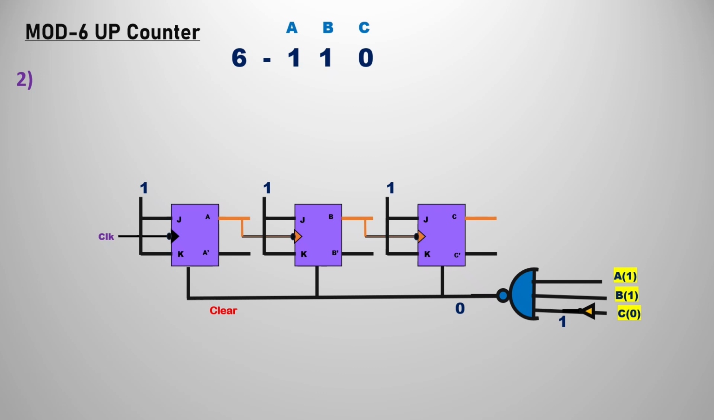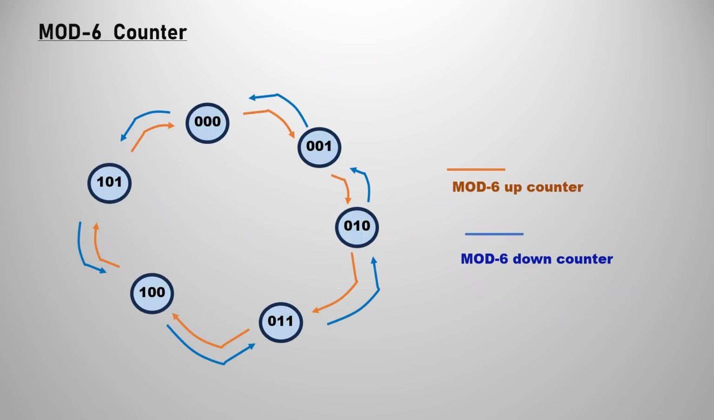So that becomes the mod 6 counter. This is the state diagram for the mod 6 counter. The orange highlighted one is the up counter and the blue highlighted one is the down counter. As we have a total of 6 states, we start from 0 and end at 5. If you want the mod 6 down counter, start with 5 and end at 0. So this is the sequence or state diagram for the mod 6 counter.